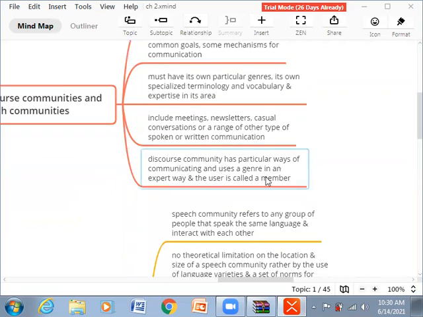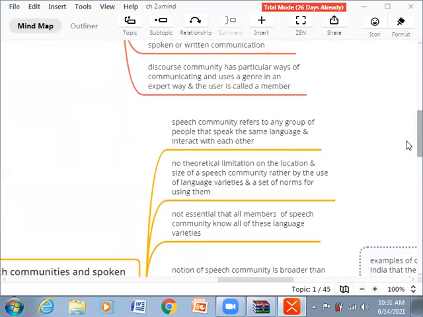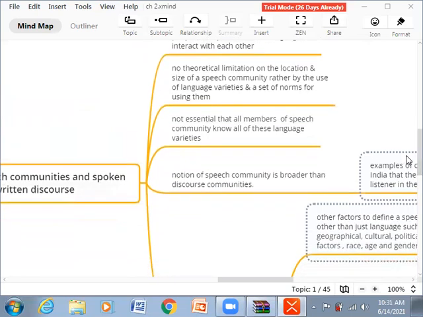A discourse community has a particular way of communication and uses genre in an expert way, and the user is called a member. This is all about a speech community or discourse community, how it is constructed: the people of a speech community must have some common vocabulary or some genre, and some special things like meetings, newsletters, or casual conversations that show that this is a speech or discourse community.